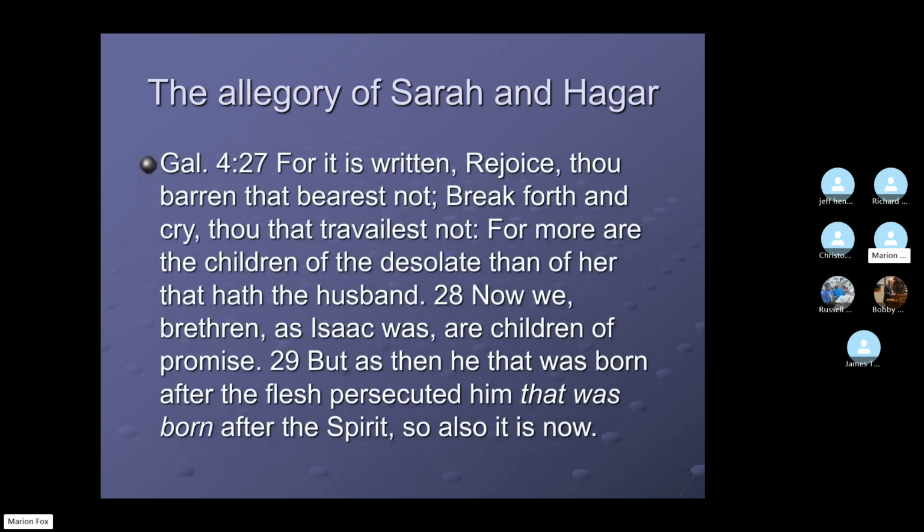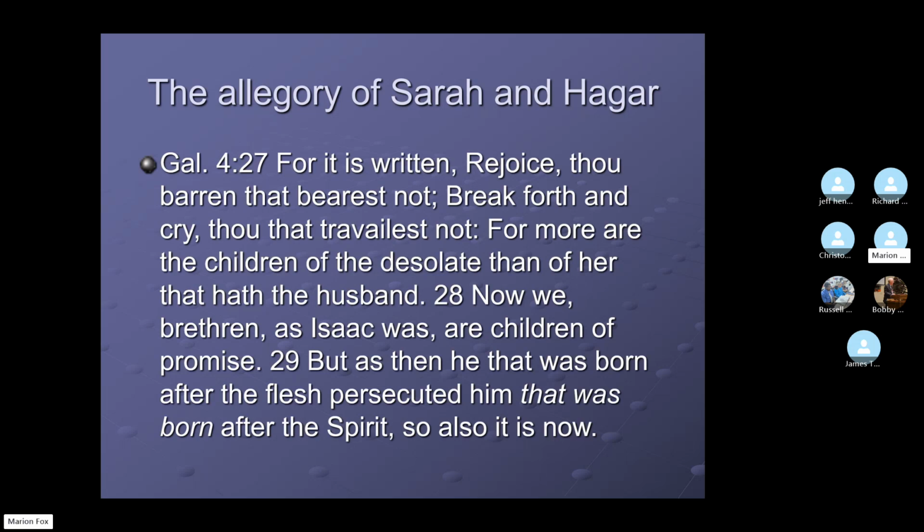It is written, "Rejoice, thou barren that bearest not; break forth and cry, thou that travailest not: for more are the children of the desolate than of her which hath the husband." Now we, brethren, as Isaac was, are children of promise. We Christians are children of promise. But as then he that was born after the flesh persecuted him that was born after the Spirit, so it is now. What happened?